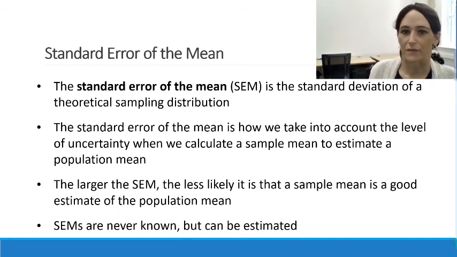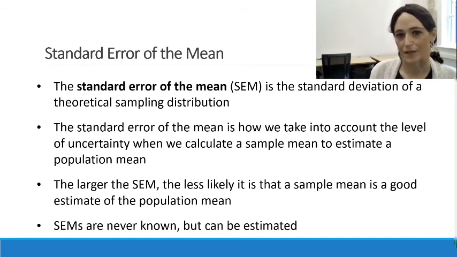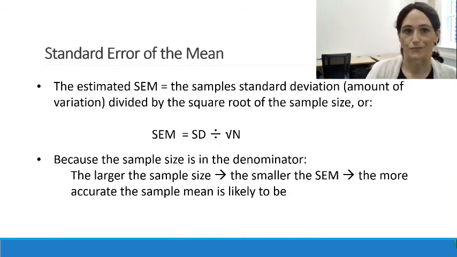Okay, so we can't calculate it directly, but we can estimate it. So the standard error of the mean is how we take into account the level of uncertainty when we calculate a sample mean to estimate a population mean. The larger the SEM, or the standard error of the mean, the less likely it is that the sample mean is a good estimate of the population mean. The standard error of the mean is never known, but it can be estimated.